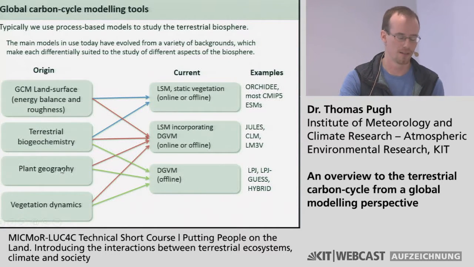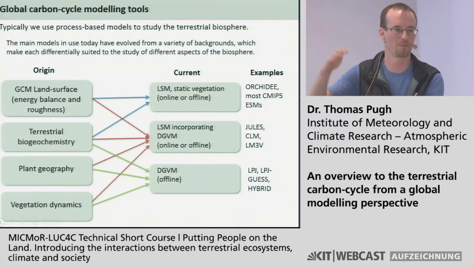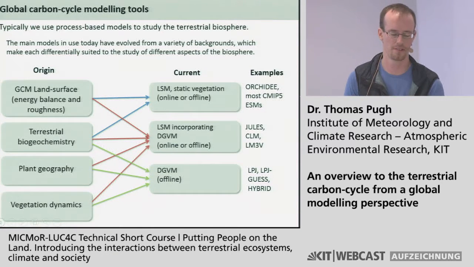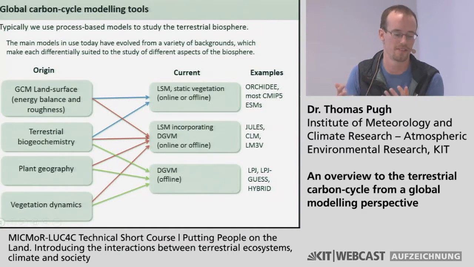Another class going back in time is the plant geography models. So what kind of plants grow where? Are there bioclimatic limits that say particular plants grow in these regions, for instance? And then we have vegetation dynamics. So how do different types of vegetation interact with each other? What are the mortality processes, and how do they affect the kinds of vegetation we have? How is it established?